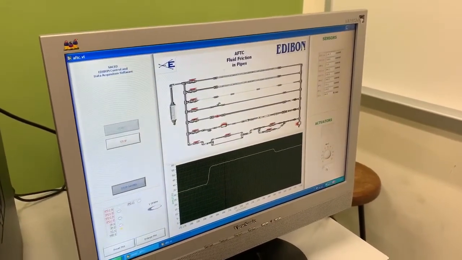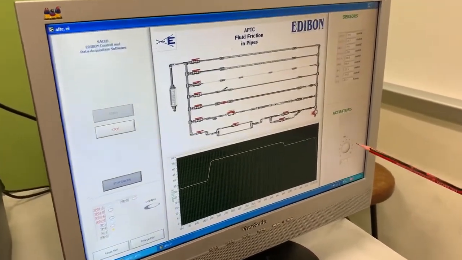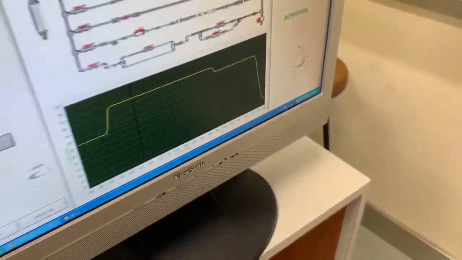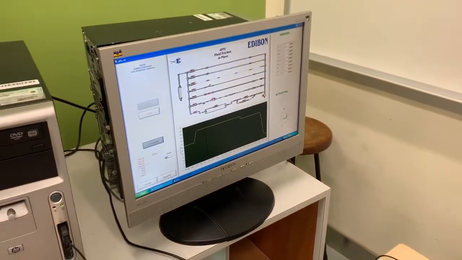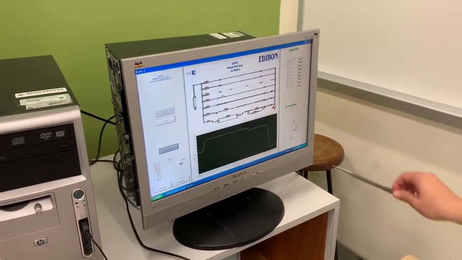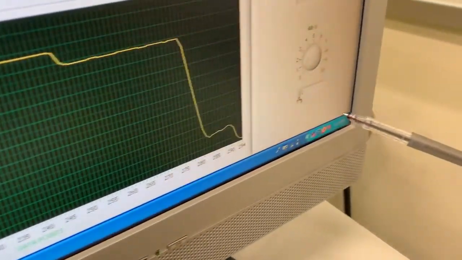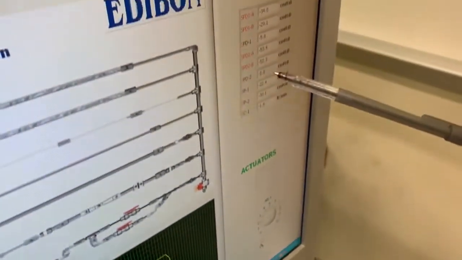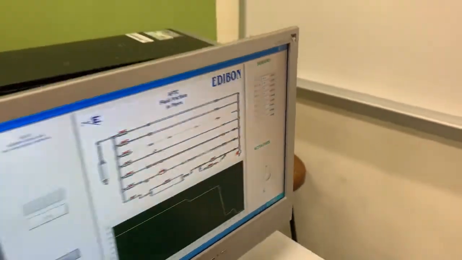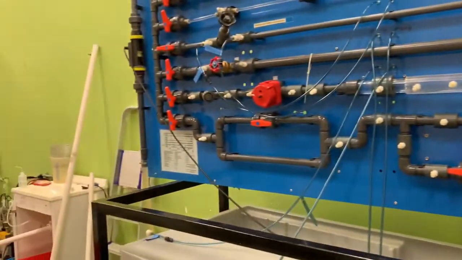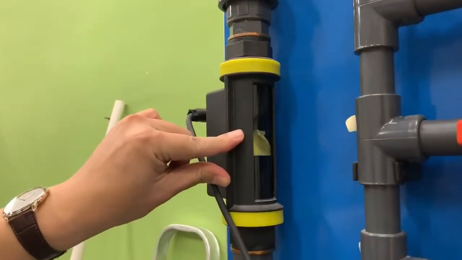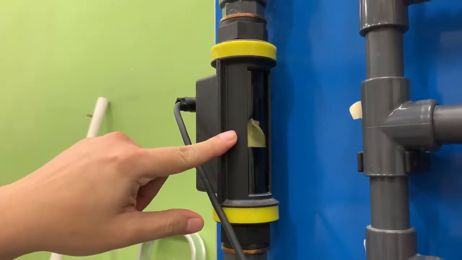8, 7, 6, 5, 4, 3, 2, 1. For a very small flow rate, for example at 1, the reading is negative and the flow rate is negative. However, we need to observe the flow meter. Actually, the flow is so small that the flow meter cannot give you a reading.